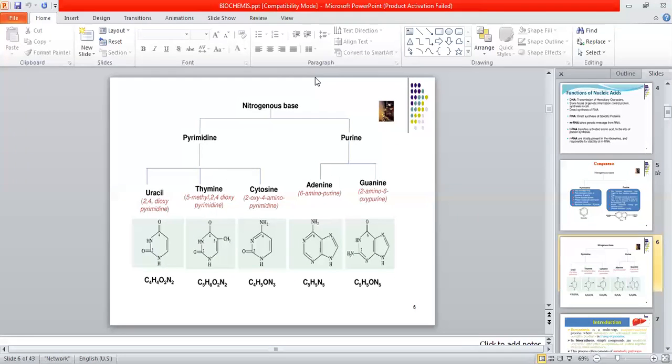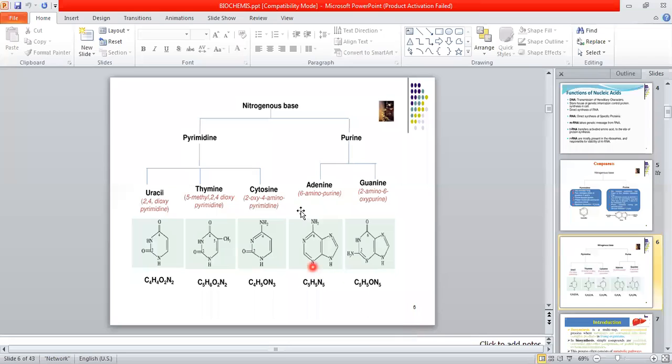In the case of RNA, this one is not found. In the RNA, adenine, guanine, cytosine, and uracil. I think you all know about that because you all have read it in your intermediate, 12th or 10th class also. So adenine, guanine, cytosine, uracil, these are found in our RNA, and adenine, guanine, thymine, cytosine are found in our DNA. Now we have to see the structure of this compound and this compound.